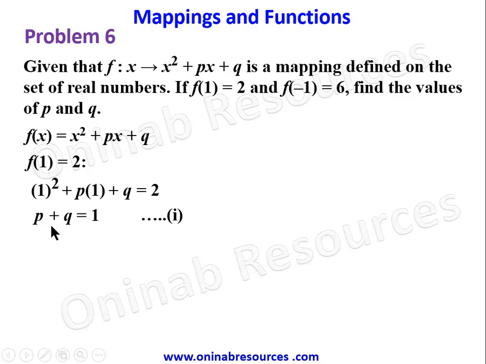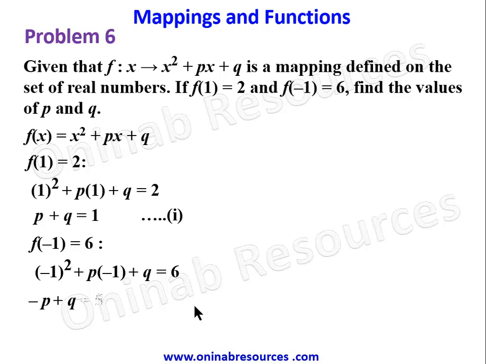simultaneously. So we now have f of negative 1 is equal to 6. So we come to this function. Wherever we see x, we put negative 1. So negative 1 squared plus p into negative 1 plus q is equal to 6. This is also going to be 1. P times negative 1 gives negative p plus q. This 1 going to the other side becomes minus. So we now have 6 minus 1, which gives 5. Call this equation 2. Then we solve the equations simultaneously.